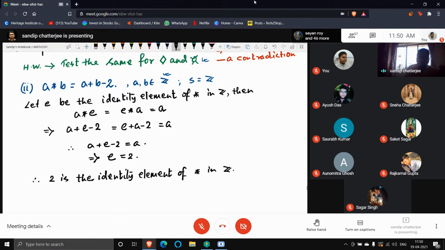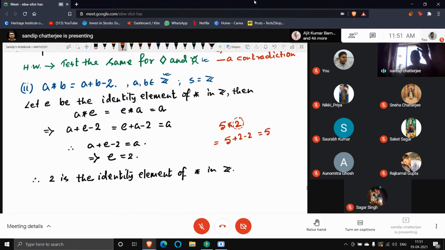Now you can test it. You can check also. How will you check? Pick up any element, say I'm picking up 5. What should we get if I operate 5 with 2, say 5 star 2? As per the definition of identity element, since 2 is the identity element, 5 star 2 should be 5. Okay, let us check it. So 5 star 2, as per the definition, will be 5 plus 2 minus 2, that is 5.